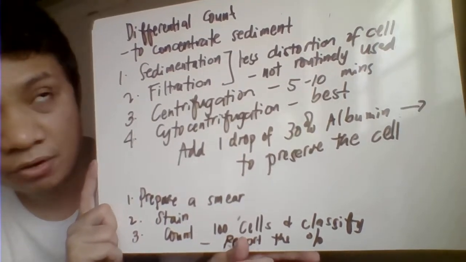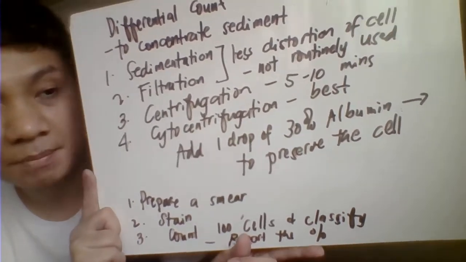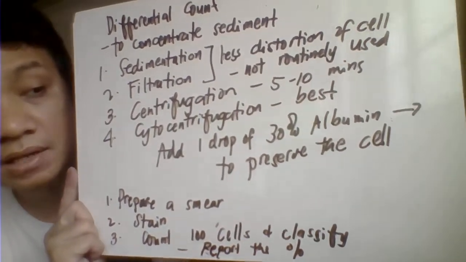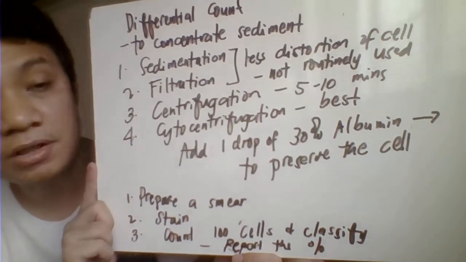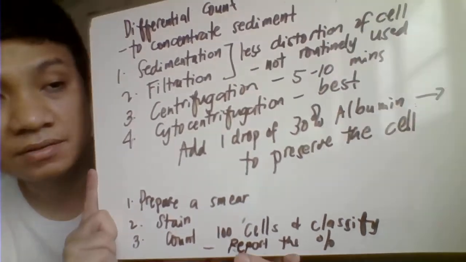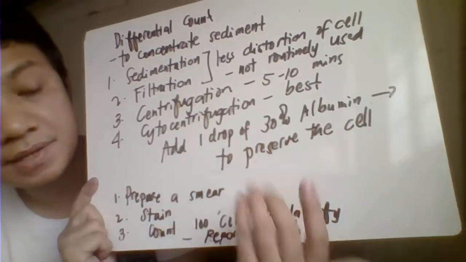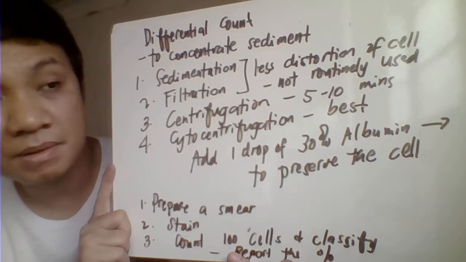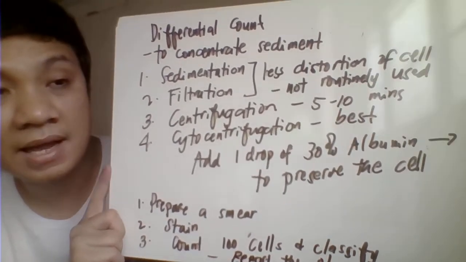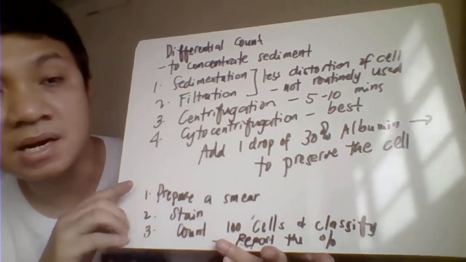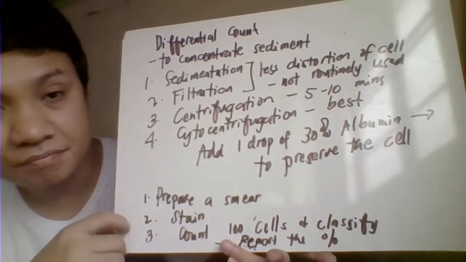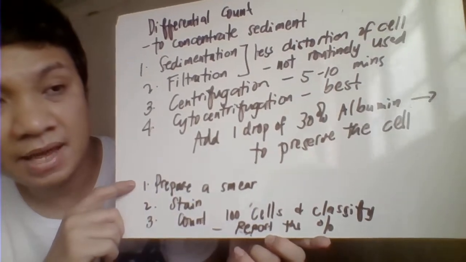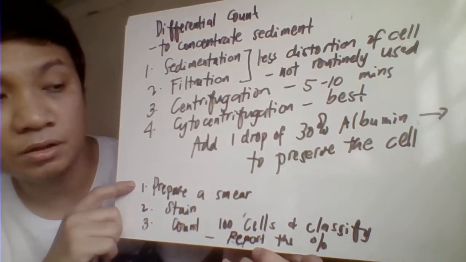Okay, so it's a conical tube. You add your specimen on that. Then you centrifuge, and the sediment is recovered on the slide with a 6 mm circle. Okay, how are you going to perform your differential count? After concentrating your sediment, you transfer a drop of your specimen sediment onto the slide and make a smear, air dry, then stain, and then try to identify the different cells. Then classify them and report in terms of percentage.